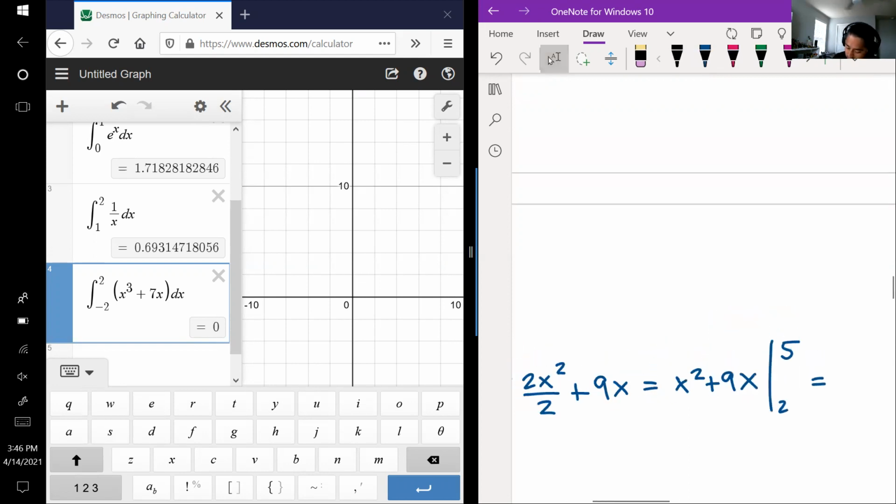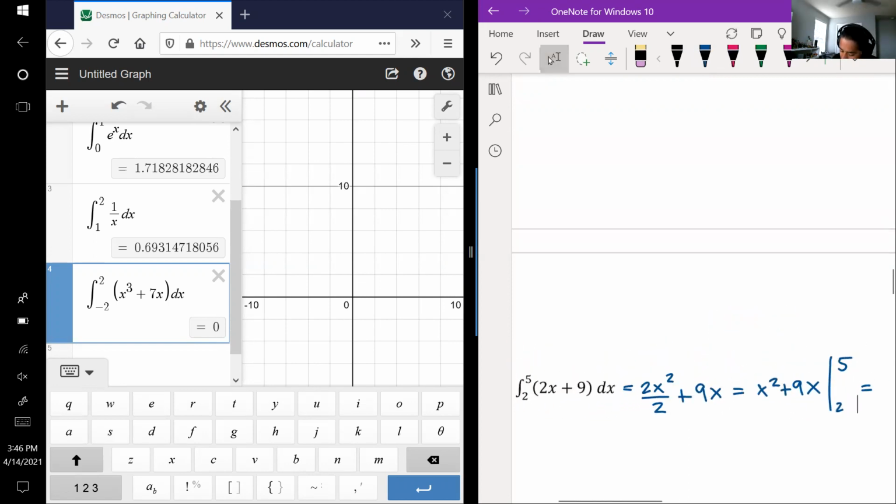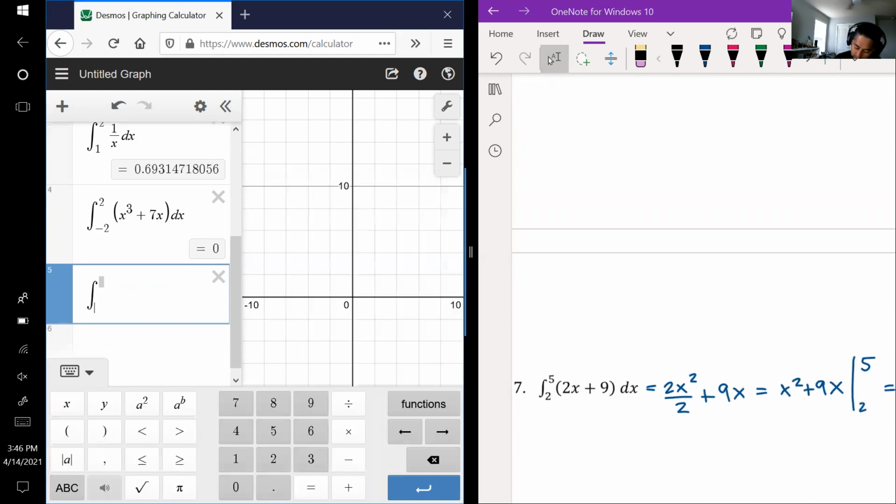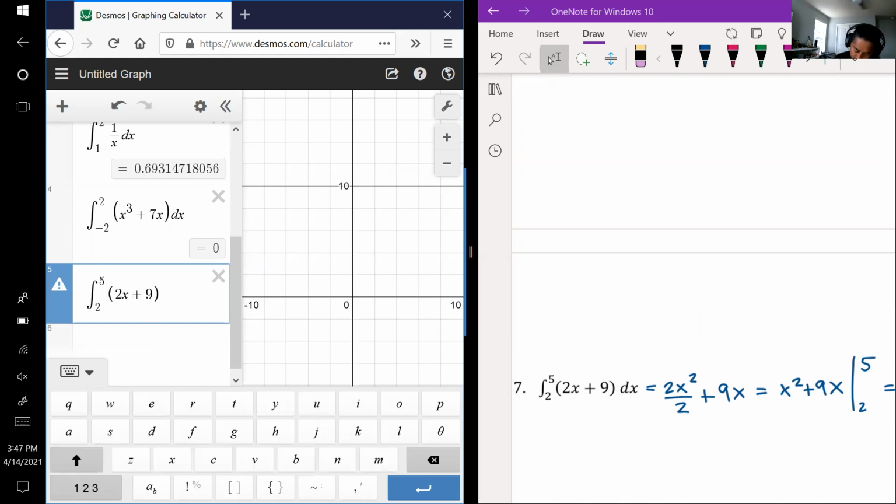All right, and remember to type in the original problem. So integral 2 to 5, oops, parentheses 2x plus 9, with respect to x. We get 48.